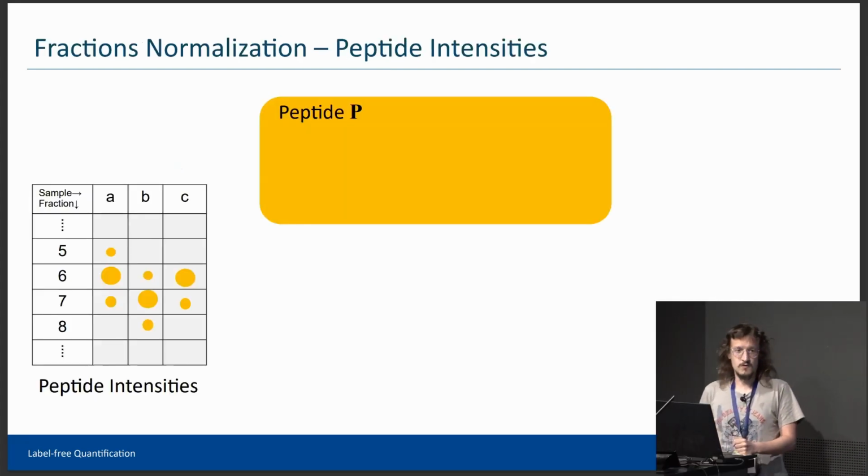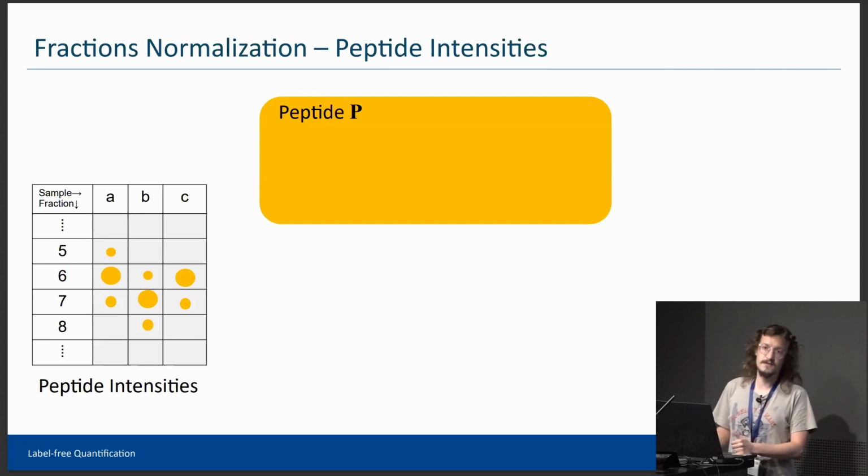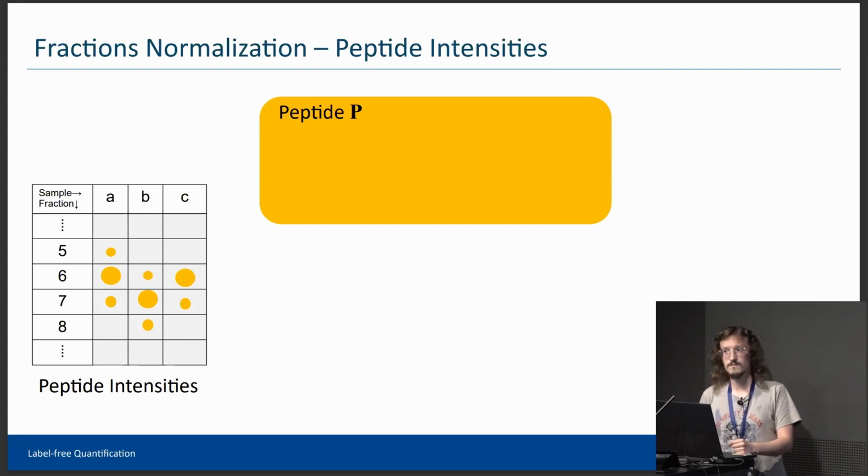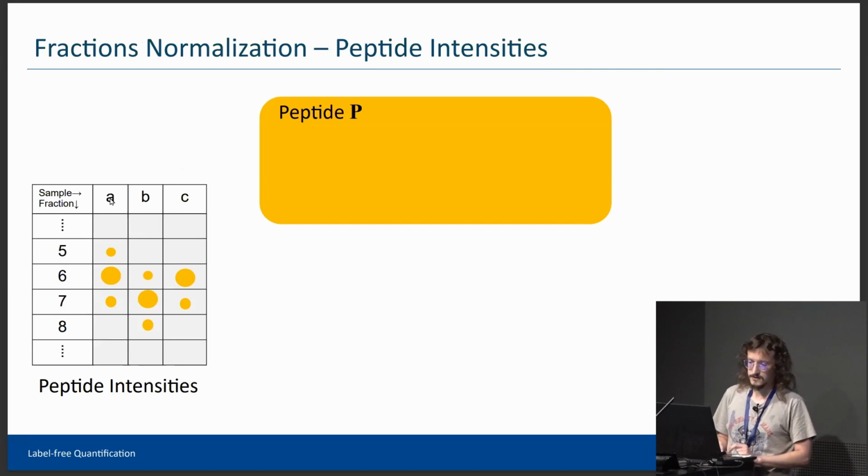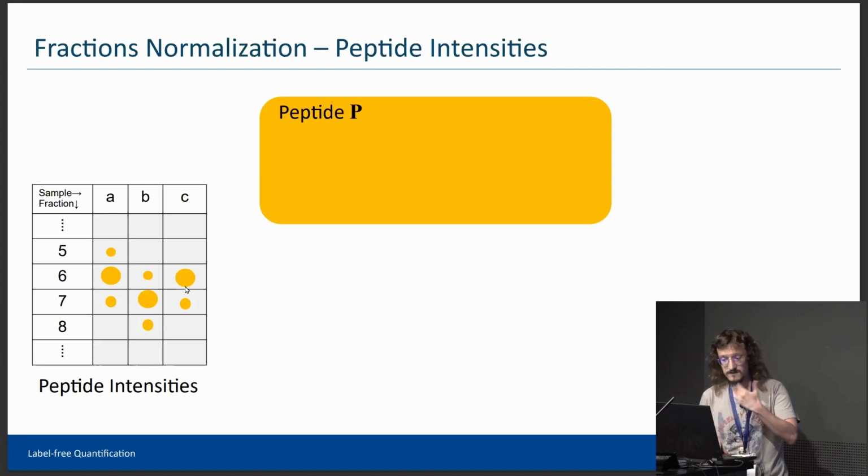But we may work with prefractionated data, and here normalization becomes a bit more difficult. So let's imagine that we have this peptide P. In this table you can see the peptide found in samples A, B, C, and we found it in different fractions. In this case, for example, it is fraction 5, 6, and 7, and here there are others. And here, for example, if we have only 2 fractions, it is kind of a mess.